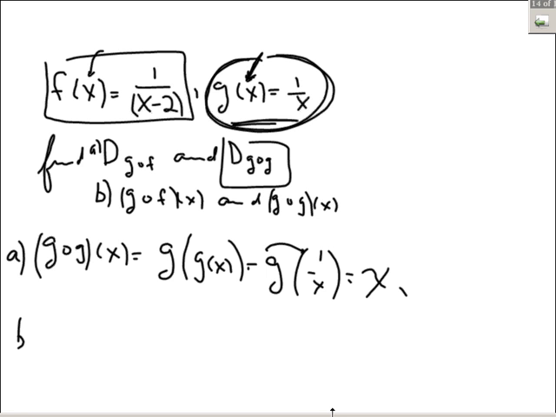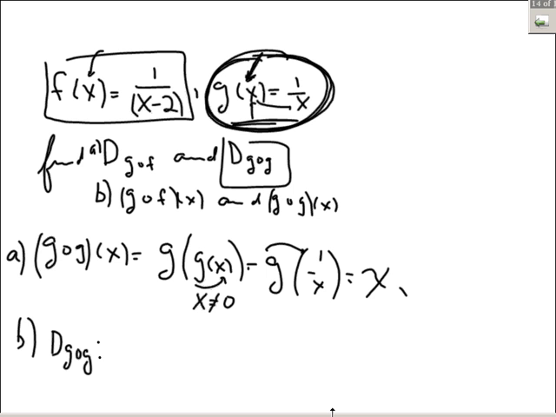Now for part B, for the domain of g circle g. Well, we're taking g of something. If something happens to be x, what can you not take g of? Well, you can't let the denominator be 0. That is, what you plug in there goes in the bottom. It can't be 0. Okay.